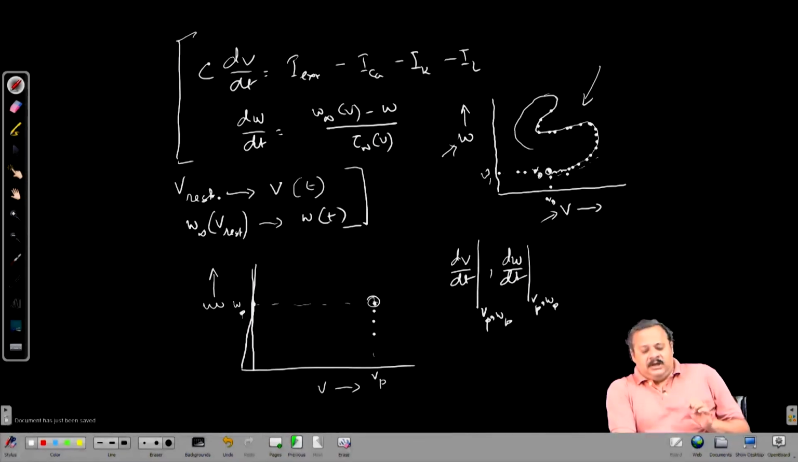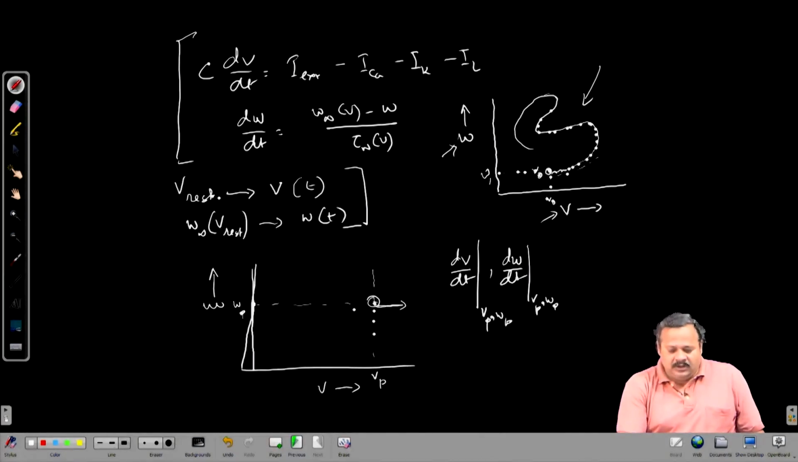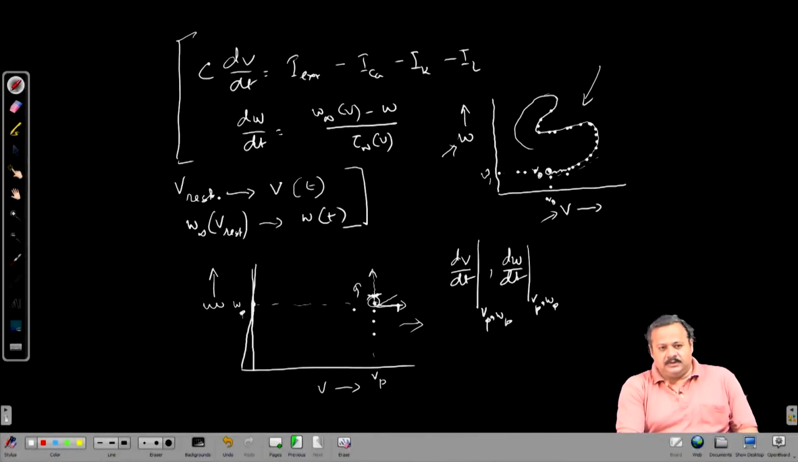If we think of dV/dt as the movement of the system along this V axis and dW/dt as how the system is going to move along the W axis, then the two together give us the net direction of flow. If this is the size of dW/dt, this is the size of dV/dt, and both are positive, then the system moves in the positive direction in these two directions. So, the net effect is that the system will try to move in this direction if it were here.